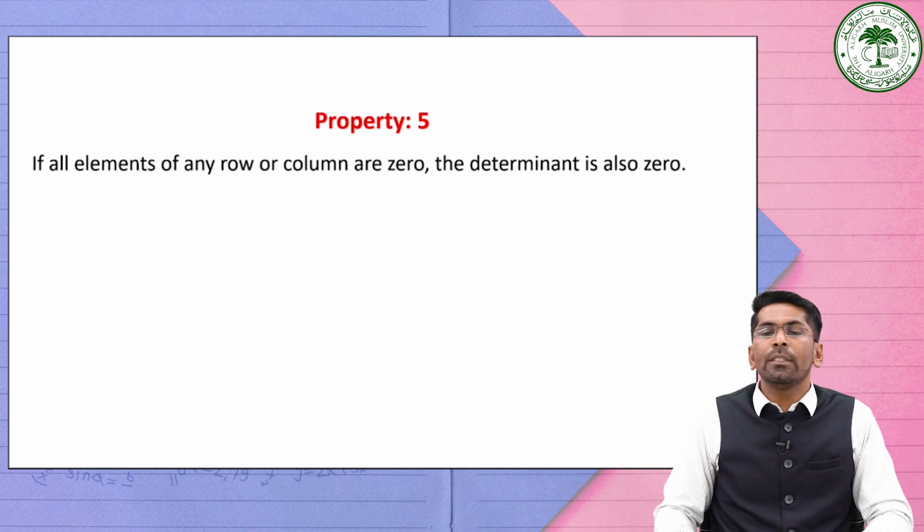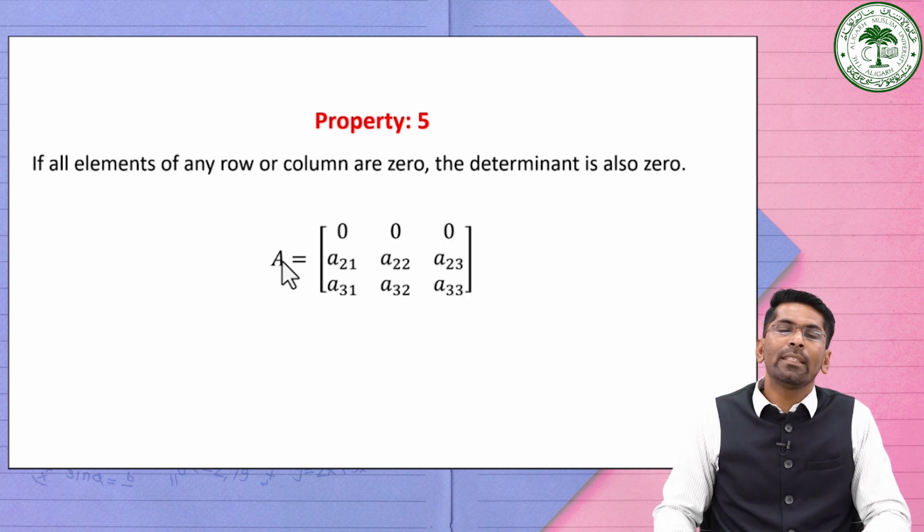If all the elements of any row or column of a square matrix are 0, then the determinant of that matrix is also 0. For example, in the matrix A, the first row elements are 0, 0, 0, then A21, A22, A23, A31, A32 and A33. Here the first row is 0. Then if you calculate the determinant value of the given matrix, as per the property, the determinant value of this matrix is equal to 0.